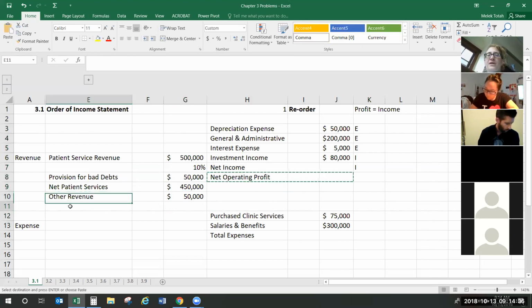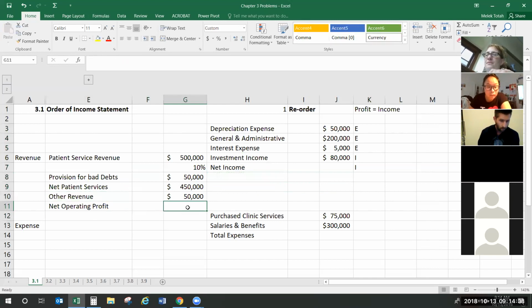Okay. So then in order to get the net operating profit, which is what we're looking for here, what do we do? What do we have to do? Subtract. Subtract what? Can we subtract it? Other revenue, is it a subtraction or is it an addition to revenue? Addition.